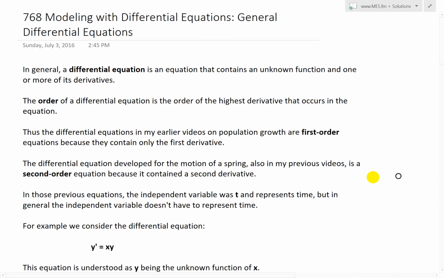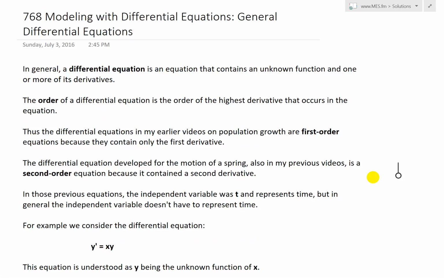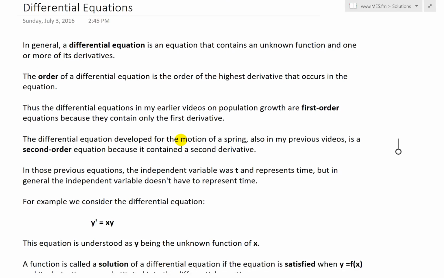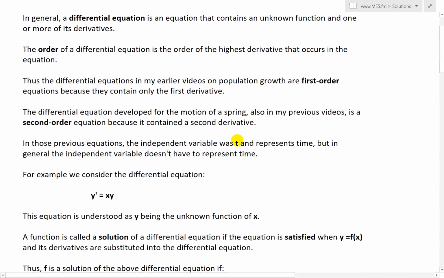Time to discuss further modeling with differential equations, and now just look at general differential equations and go over a slightly more formal definition than I went over in my last videos. Basically, in general, a differential equation is, like I stated before, an equation that contains an unknown function and one or more of its derivatives. And the order of a differential equation is the order of the highest derivative that occurs in the equation.